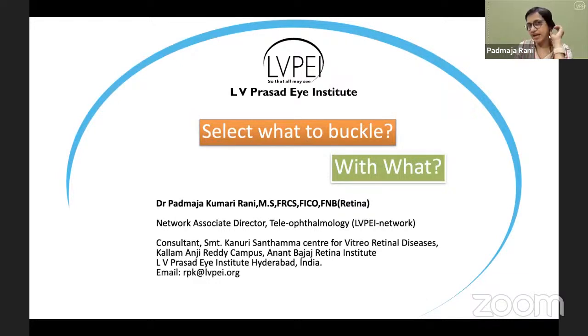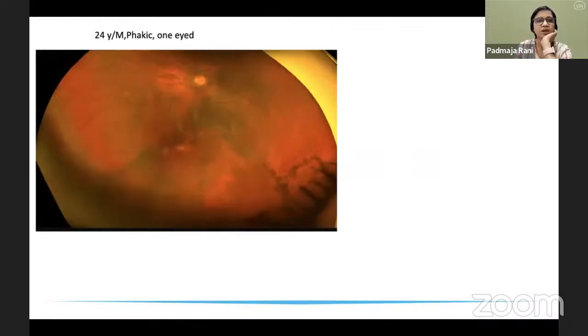So it's very important. Many times we have a dilemma about what buckle to choose and with what. For example, this is a 24-year-old male phakic patient, a one-eyed patient. You see that he has already undergone some laser barrage. The primary break causing this detachment is crossed by the retinal detachment, which crosses the laser barrage and extends to the macula.